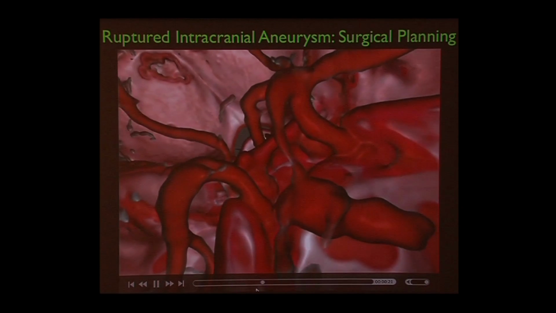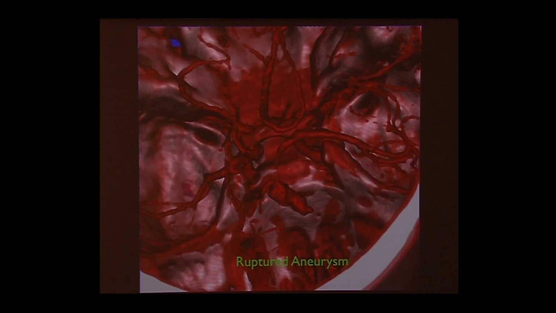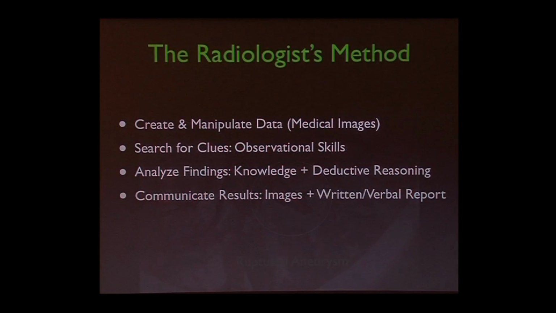And the red on the white bone is in fact a bleed. And there's the aneurysm again. So, how does the radiology detective work?